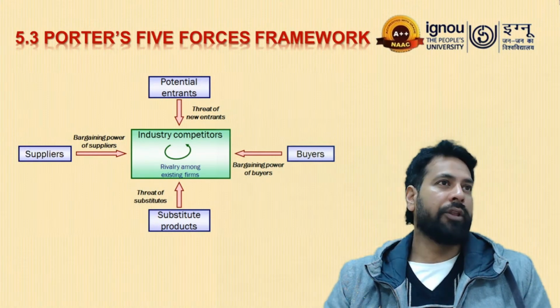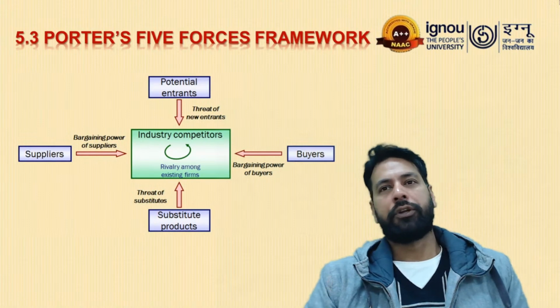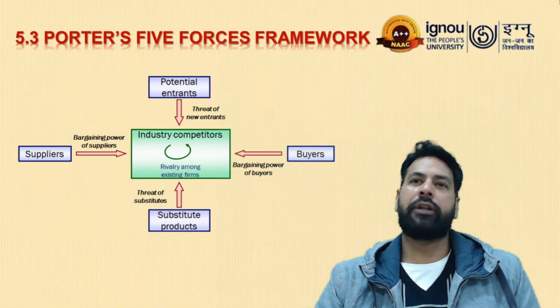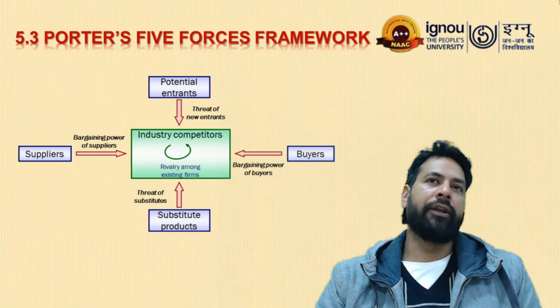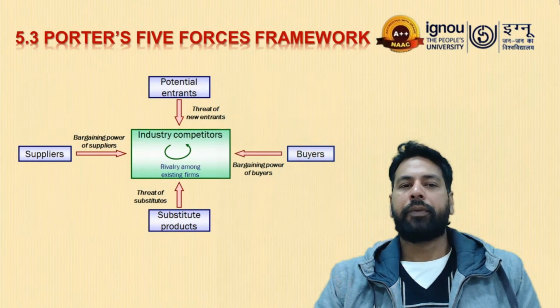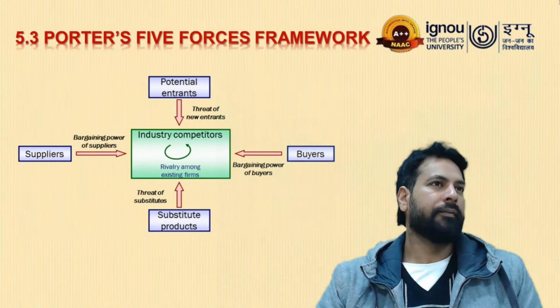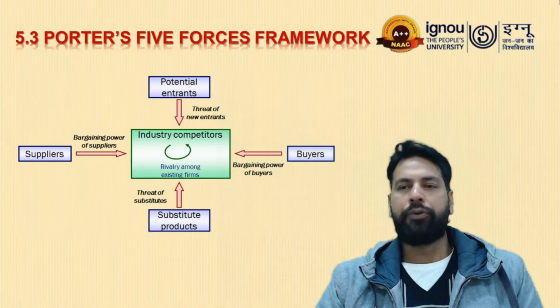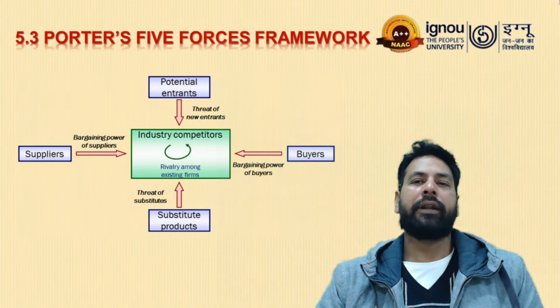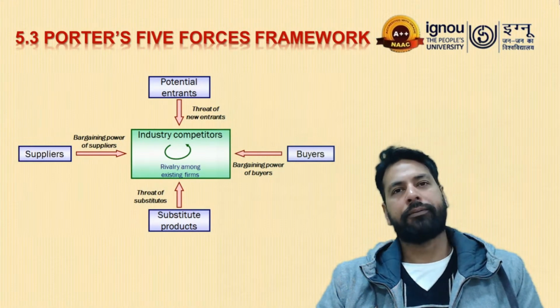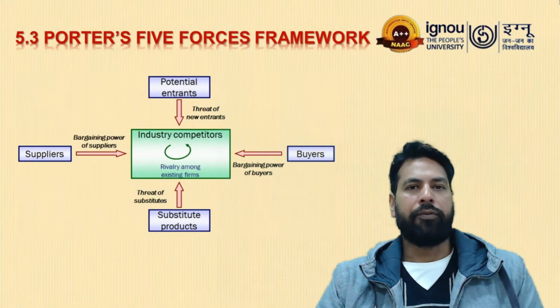So if somebody asks what the Porter 5 forces model is, you can always say there are 5 forces: potential entrant, rivalry among existing firms, threat of substitute, bargaining power of buyers and suppliers. And these will help you to do a competitive analysis. Through this, you can do that. So I hope this is clear. I will move further.